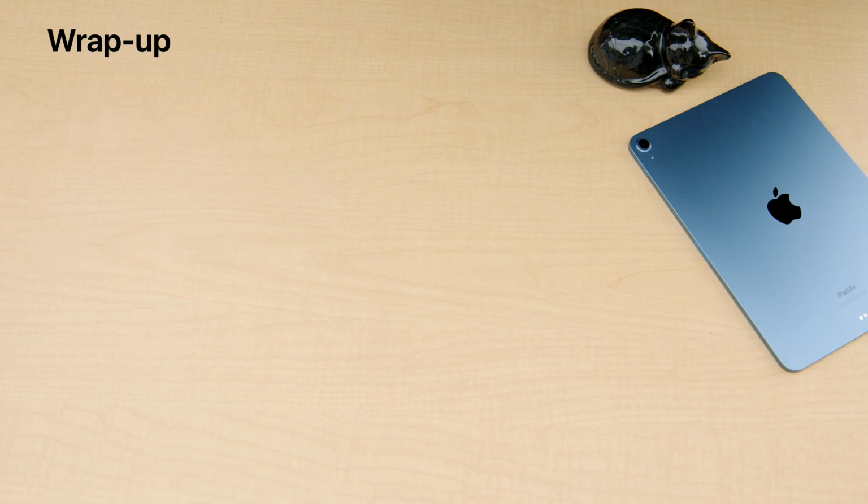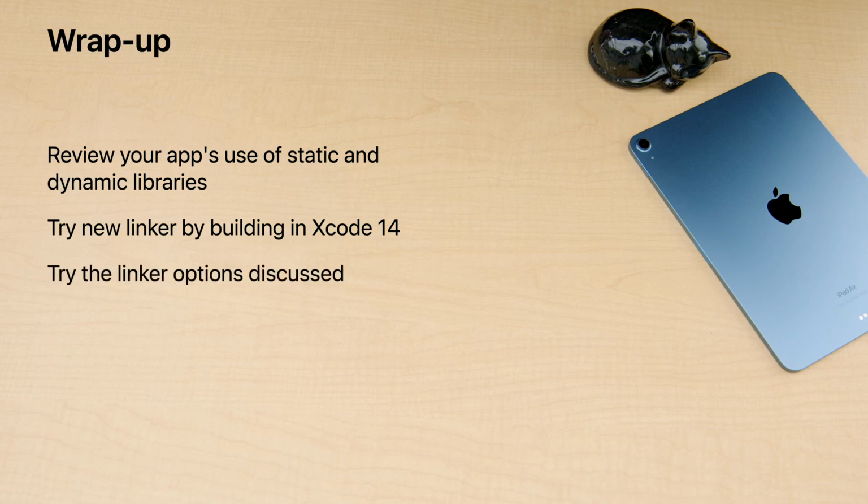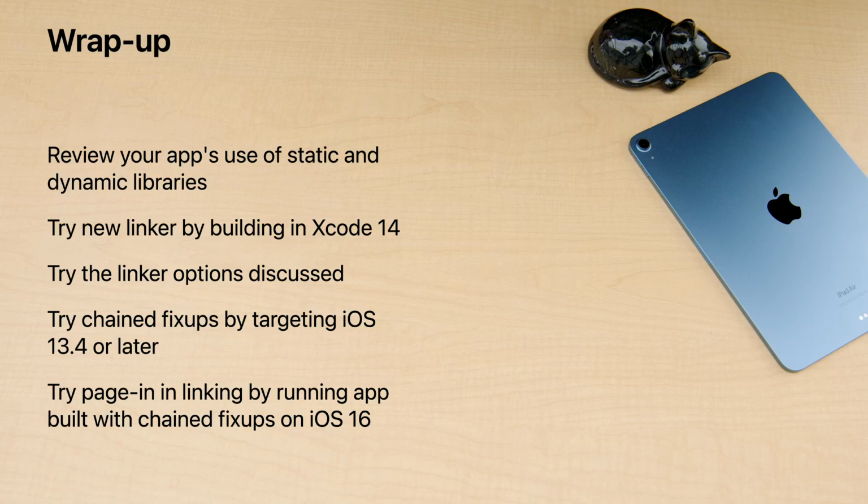Now that you understand the history and trade-offs of static versus dynamic libraries, you should review what your app does and determine if you have found your sweet spot. Next, if you have a large app and have noticed the build takes a while to link, try out Xcode 14, which has the new faster linker. If you still want to speed up your static link more, look into the 3 linker options I detailed and see if they make sense in your build and improve your link time. Lastly, you can also try building your app and any embedded frameworks for iOS 13.4 or later to enable chain fixups. Then see if your app is smaller and launches faster on iOS 16.